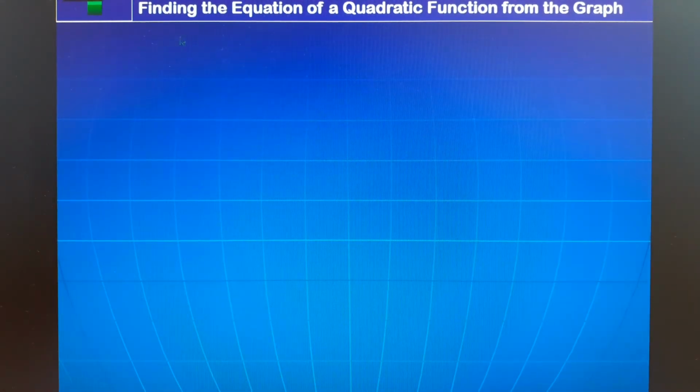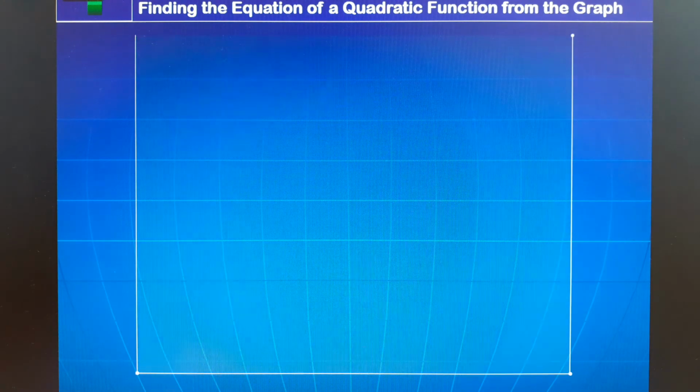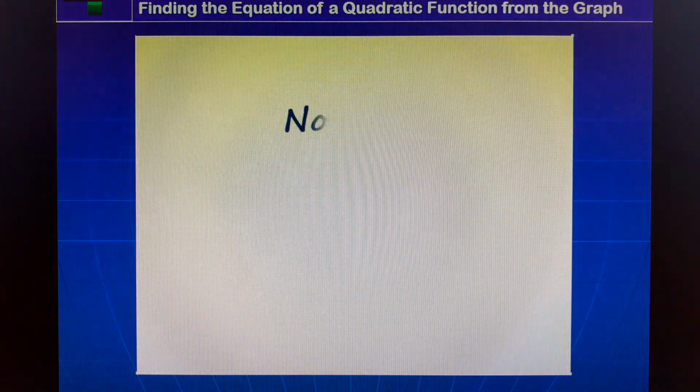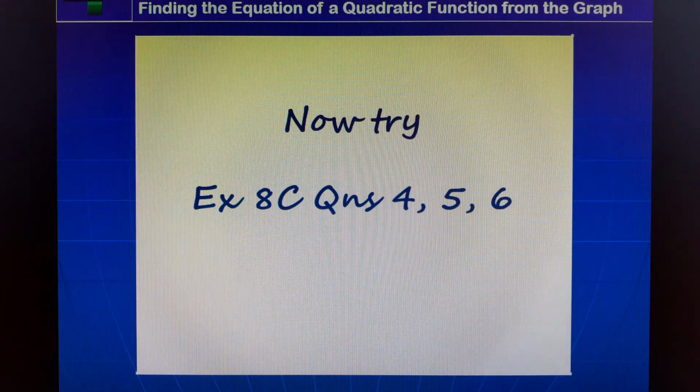Okay, so now we can do the last questions on that exercise that we were doing yesterday. So we're now on to exercise 8c again, and we can now do questions 4, 5 and 6. As always, ask your teacher if you need any help. Good luck and take care.